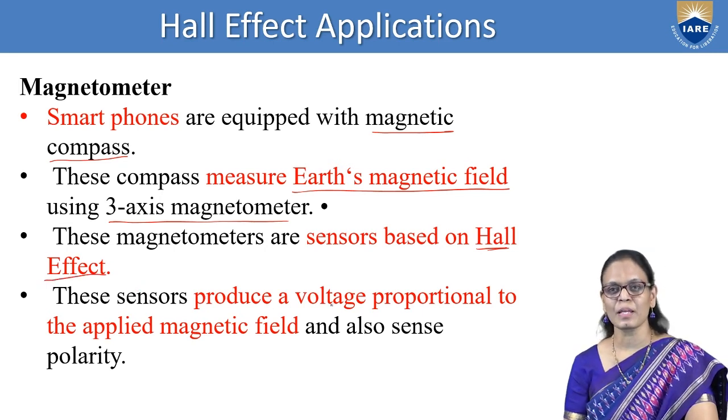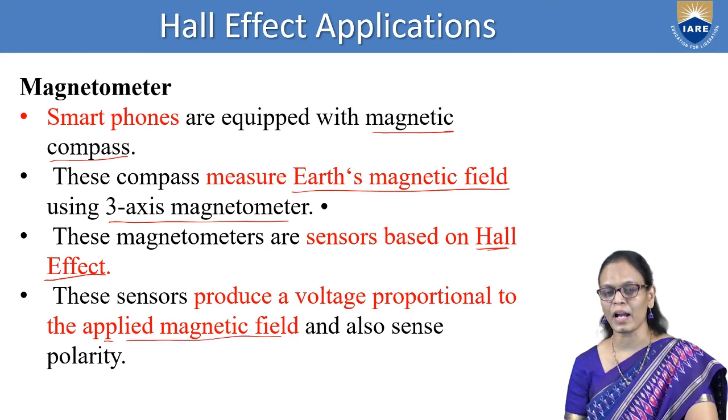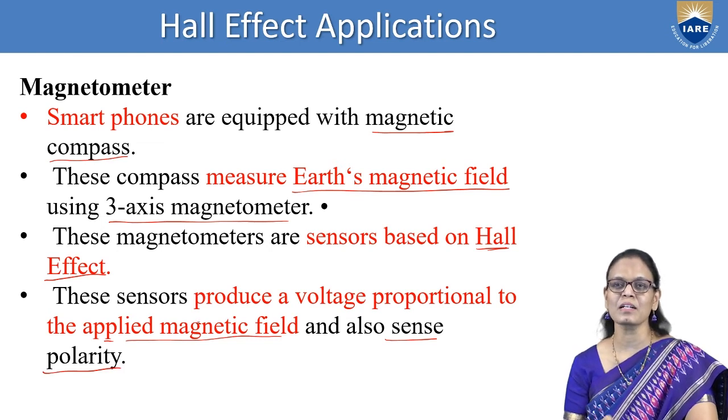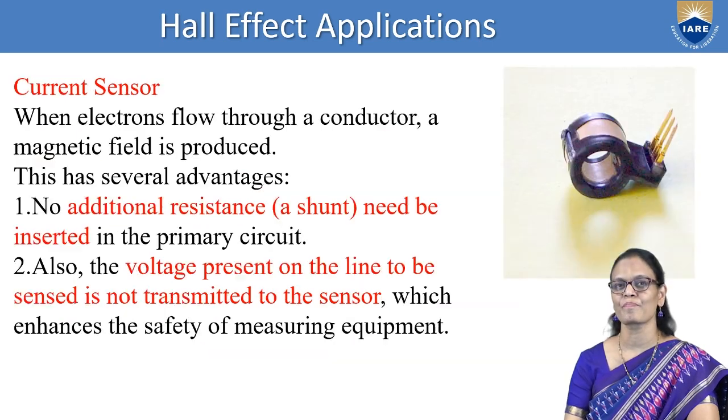These sensors produce a voltage which is proportional to the applied magnetic field, and they also sense the polarity. Polarity means the sign, positive and negative. That is how they work in a smartphone.